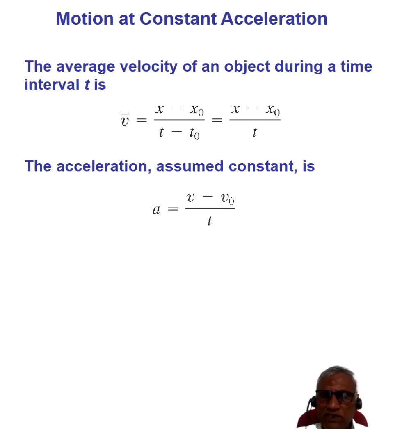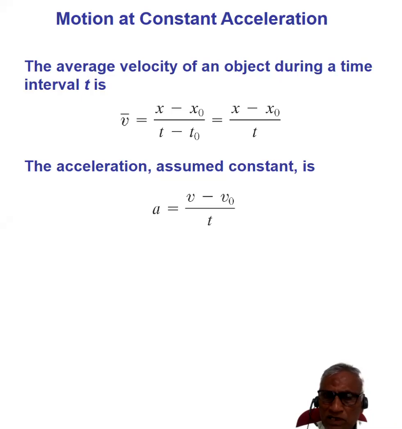Now the average velocity is defined as the total displacement by time. That's what I said, the area under the curve by time. So average velocity is total displacement by time. The area under the curve is the total displacement, not distance, and that by time gives us the average velocity.